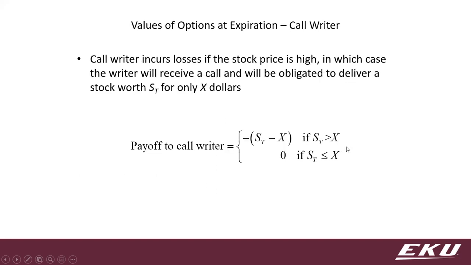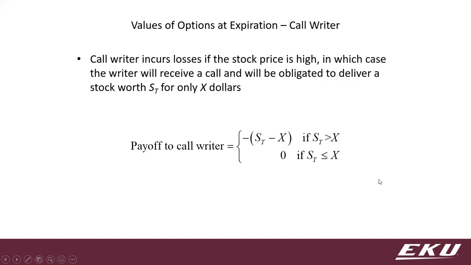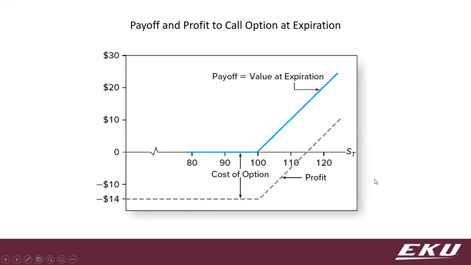The other side, the call writer, they can only lose money, right? Because if it were down here, the other side's not going to exercise, so I get 0. And then as this thing goes into the money, I'm losing however much money. So my losses as the writer are equal to their gains as the holder, right? That's the relationship here, okay? But I did get the money up front for selling the call, right?